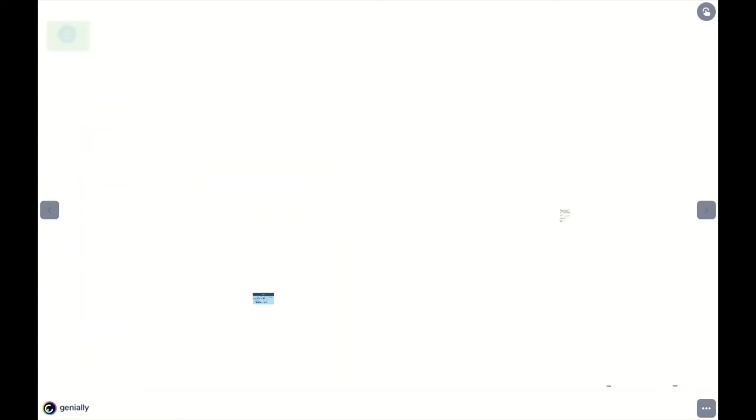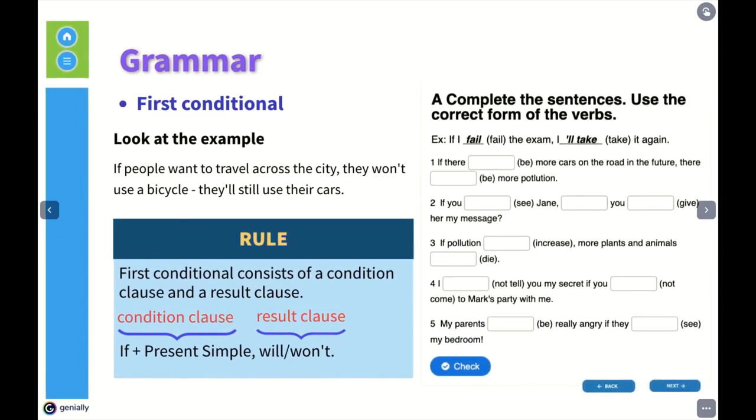The next point is the first conditional. Okay, so we have four conditional sentences in English. We have zero conditional, first conditional, second conditional, and third conditional. And here we learn the first conditional. In the first conditional, the condition is in the present simple and the result is in the future, will or won't. Okay, so first of all, look at the example. If people want to travel across the city, they won't use a bicycle. They will still use their cars.